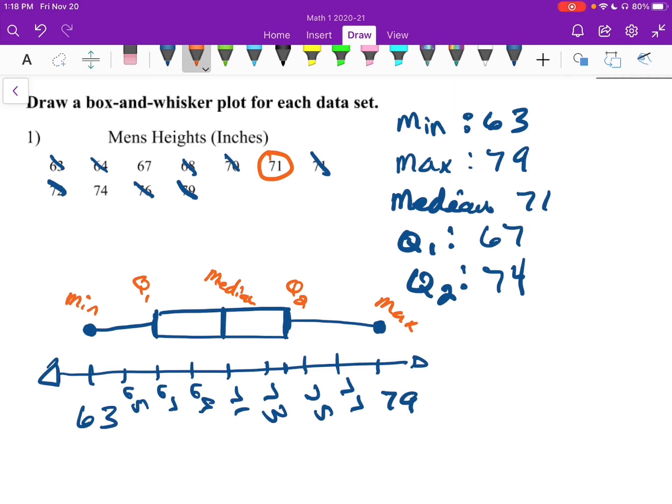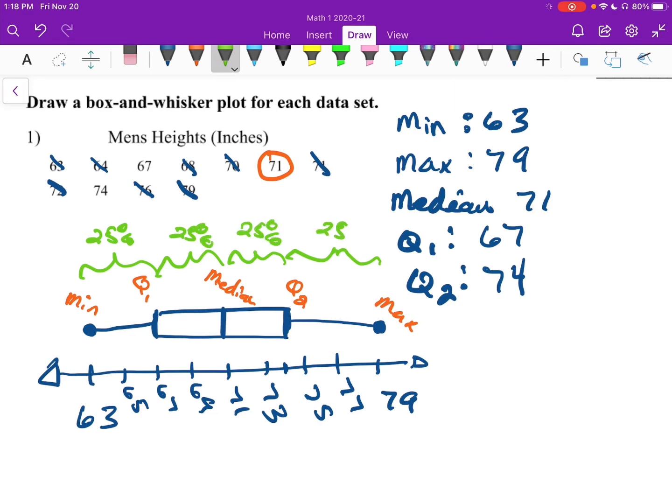Now there's some neat things that we can do with our box and whisker plot, that we can just kind of visualize the data. Each of these 4 pieces has 25% of the data in it. All right, so if you were randomly sampling these, we're talking about men's heights, and you were to randomly select someone, it would be a 25% chance that they would be between 63 and 67, 25% chance. You'd have a 25% chance that they would be between 74 and 79 also.